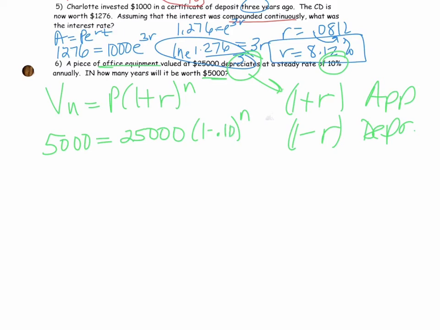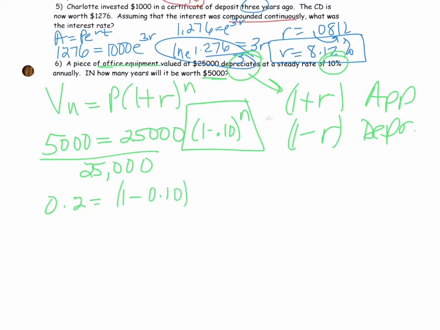Okay, so now we got to do a little bit of math. We got to get the power by itself, so obviously we're going to divide by 25,000 again. And we're going to get 0.2, and that equals 1 minus 0.10 n. Well, we can simplify that, so you get 0.2 equals 0.90 to the nth power. Now, if you notice, there's no e. So no e, so we're not going to do ln. We're going to take the logs.